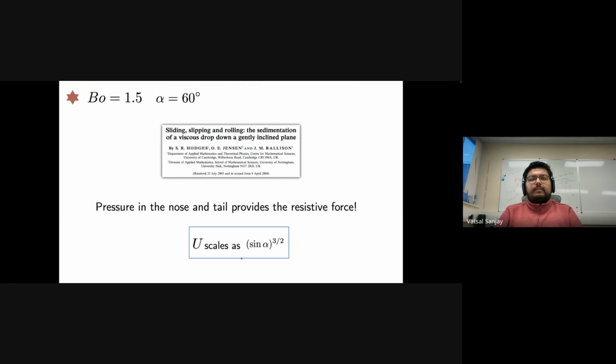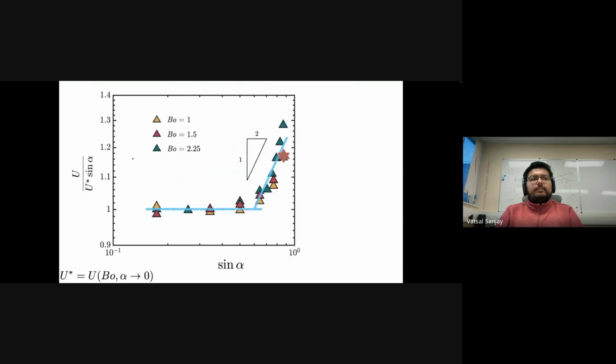And this force, in fact, scales in such a way that if we write down the scaling for the velocity, that would be sine alpha to the power 3/2. So I urge you to look into this paper, and you would get this velocity scale of sine alpha to the power 3/2, which in fact is consistent with what we have here. So this line here is square root, and that's because we have already compensated with sine alpha. So if you take the sine alpha to the right hand side, then basically this scaling here would be sine alpha to the power 3/2.